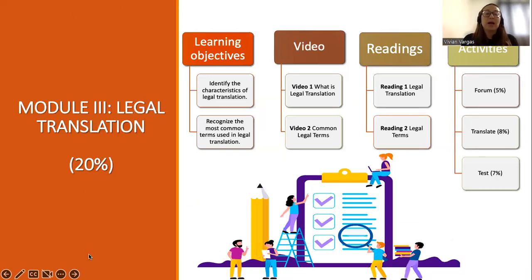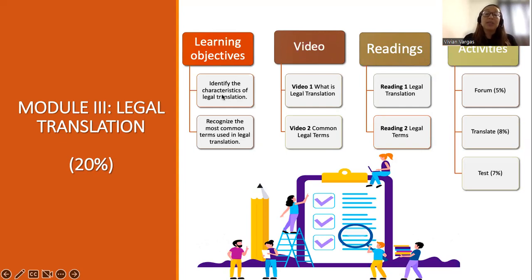Then we have module number 3, that is called legal translation. This is very interesting. You are going to love it because it's going to be different from all the terminology we're used to handling. So it's going to take some effort from us, but then you're going to say, hey, I'm learning something new here, and you are going to enjoy it a lot.